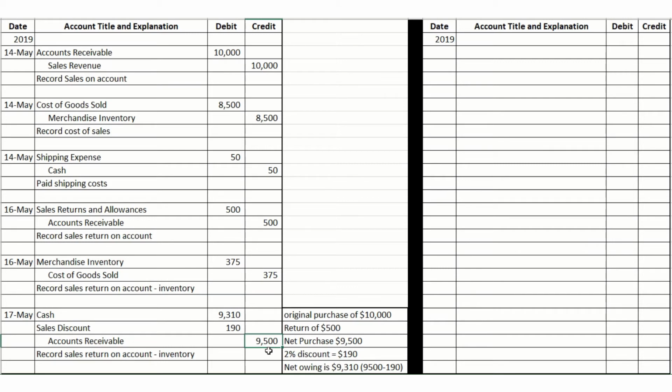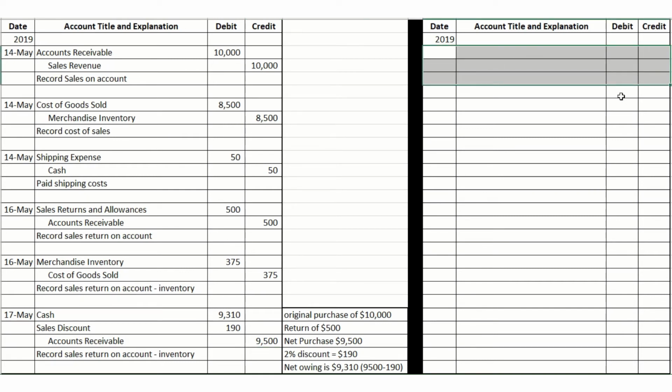However, they are paying within 10 days. The terms on their original purchase were a 2% discount if paid within 10 days. A 2% discount times the amount owing of $9,500 would be a discount of $190. So the net amount owing, or the cash amount owing, is $9,310, which is the difference between $9,500 of the AR and the $190 discount. We would then debit sales discounts for the $190. Again, this is another contra account to sales revenue. And then we would debit the cash account for the $9,310, which is the actual amount of cash received from that customer.